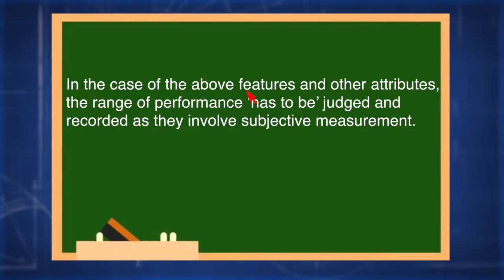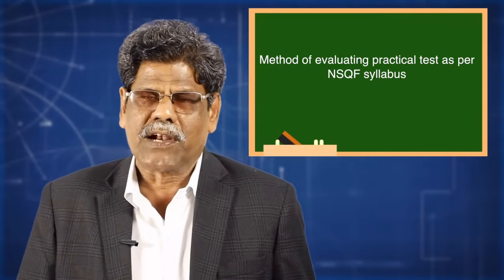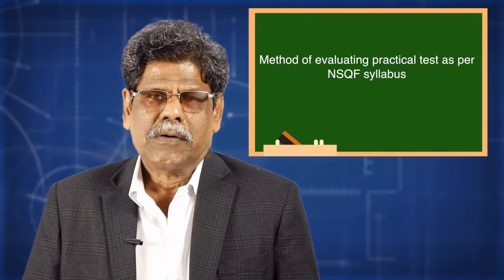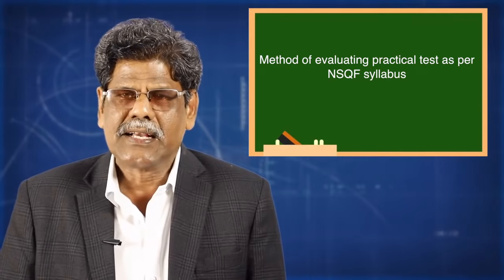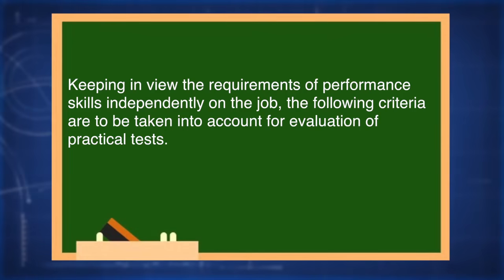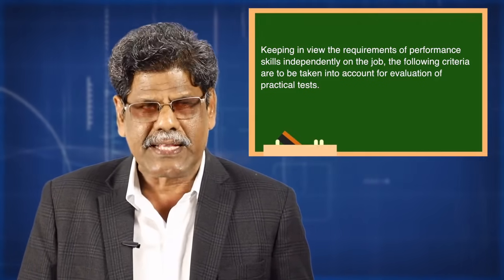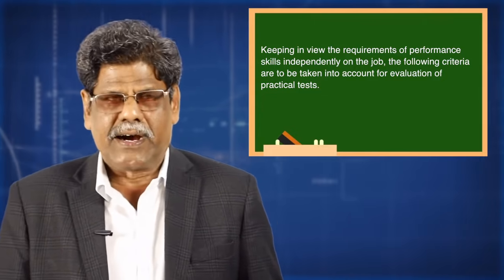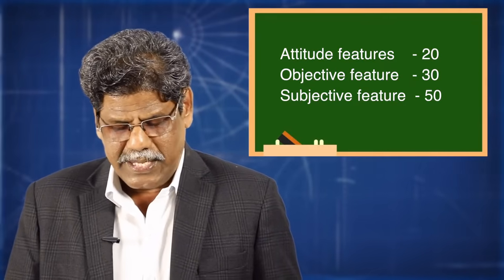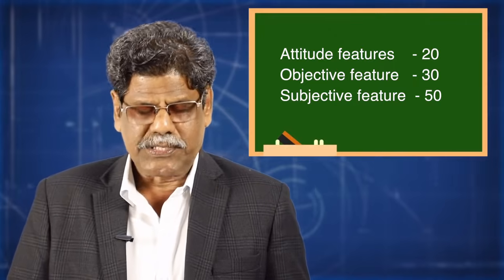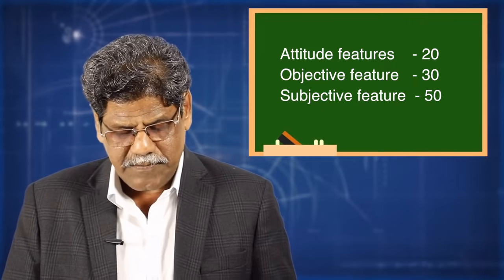Then in the case of features, the other attributes, the range of performance has to be judged and recorded as they involve subjective measurement. Method of evaluating the practical test. That is the main difference between the method of evaluating the practical exercise and the practical test. Keeping in view the requirements of performance skills independently on the job, for this practical exercise we have to follow some criteria. There are 3 criteria: aptitude features, objective features and subjective features.